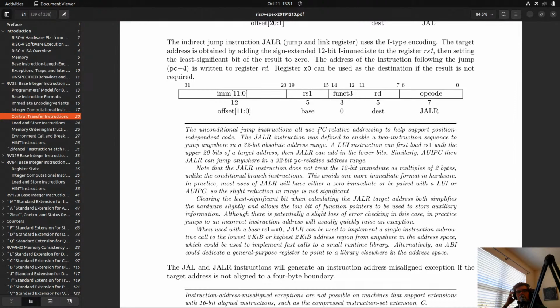Okay, so maybe I'm reading too far into this, right? Maybe we're just saying that we support PIE, position independent code, by using PC relative addressing. Yeah, okay. A load upper immediate can first load RS1 with the upper 20 bits of a target address, then jump and link register can add in the lower bits. Similarly, add upper immediate program counter, then jump and link register can jump anywhere in a 32-bit PC relative address range.